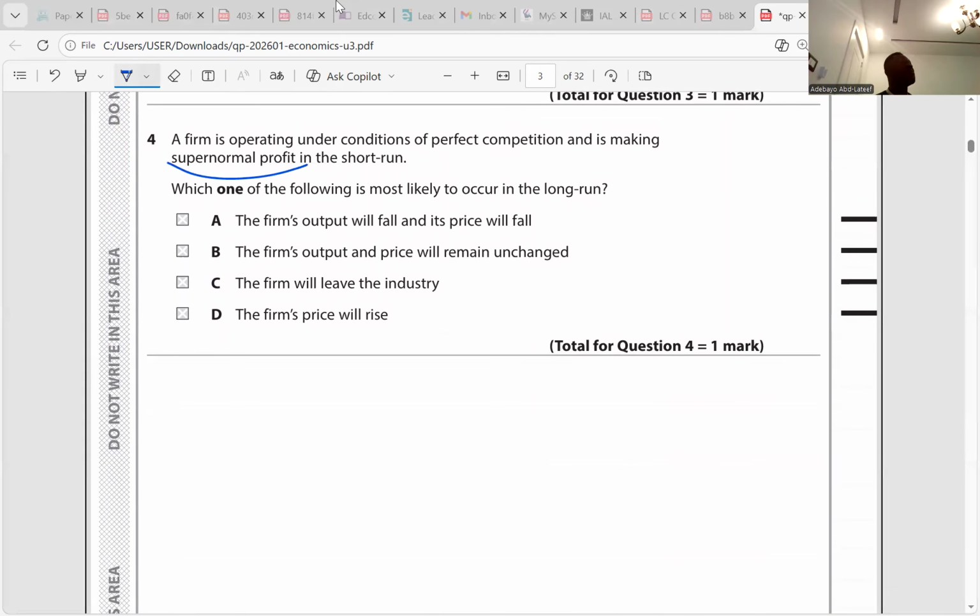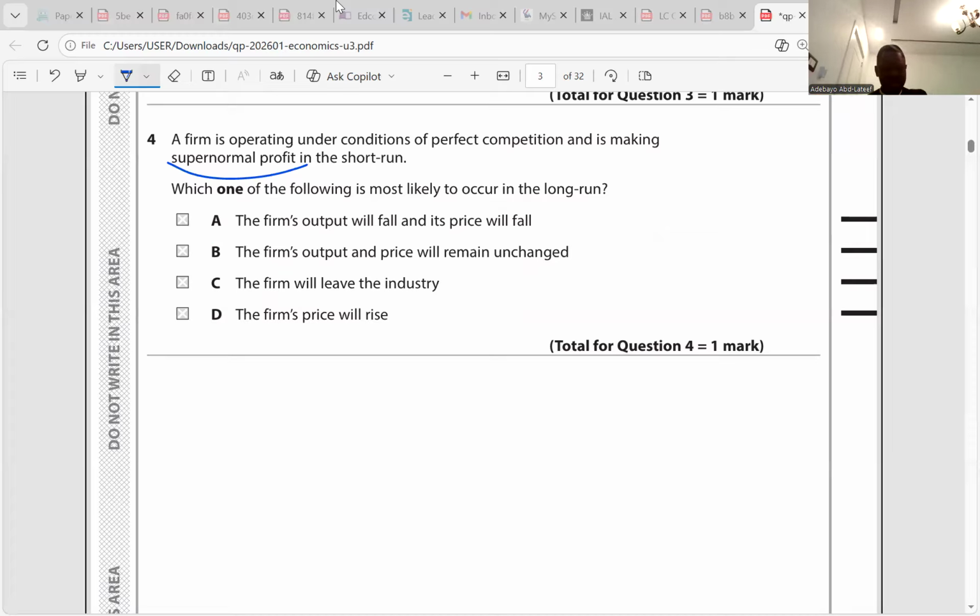Making supernormal profit will attract more firms to enter the market. And if more firms are coming into the market, it means output is expected to rise. But individual firms' output is expected to fall because prices are expected to fall. So the answer is A anyway. What did you choose? B? Okay, no. You chose D.